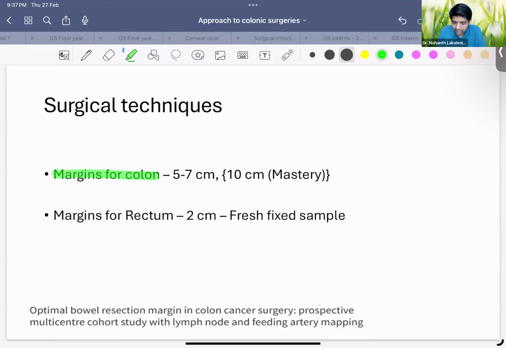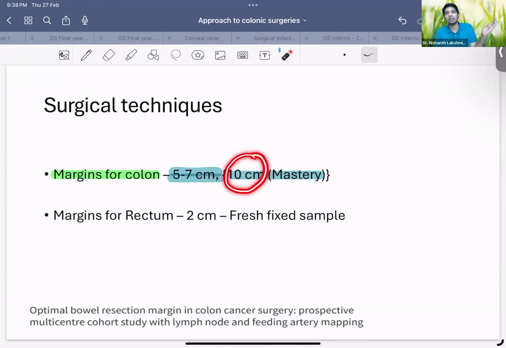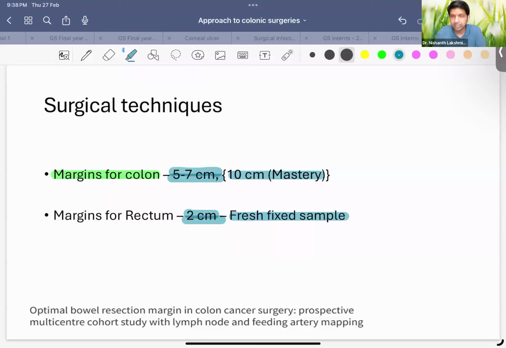First is what margin you need to take, distal and proximal. Various papers and guidelines suggest 5 to 7 centimeters, but there's a textbook, Fischer's Mastery of Surgery. There he has mentioned 10 centimeters as the margin, 10 centimeters proximal and 10 centimeters distal. For the rectum, it is 2 centimeters, and this is a fresh fixed sample. Can someone tell me what that means? Why have I specifically mentioned fresh fixed sample?